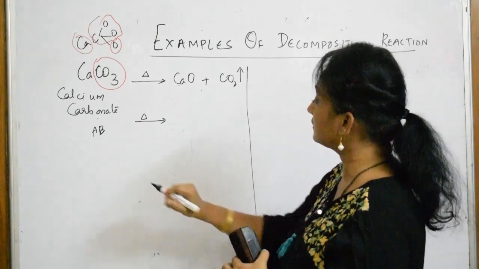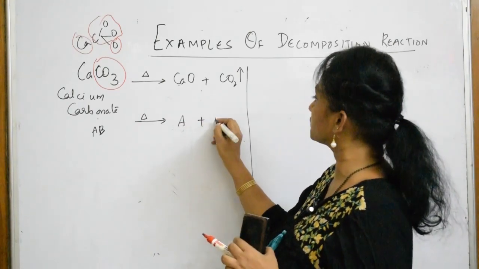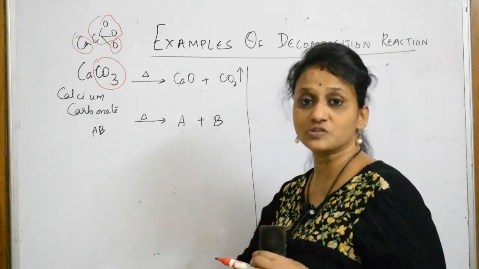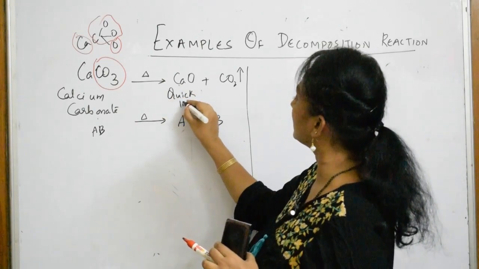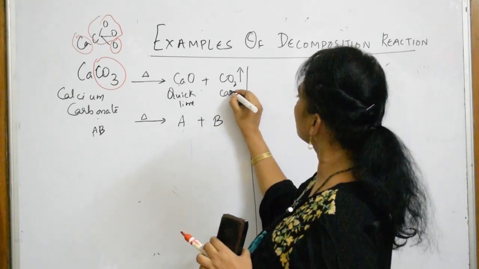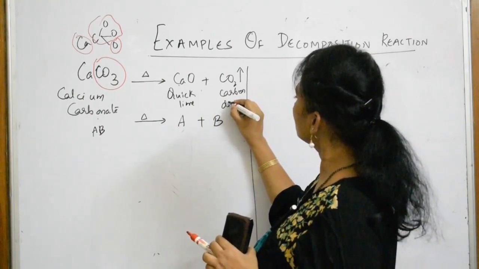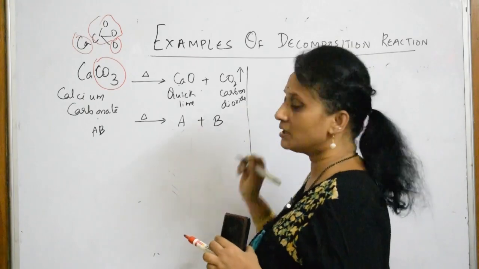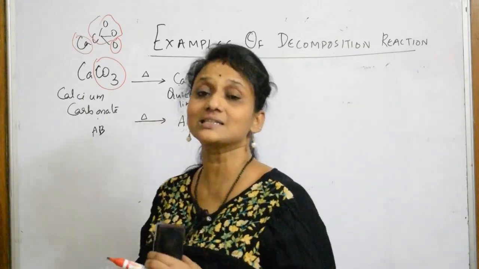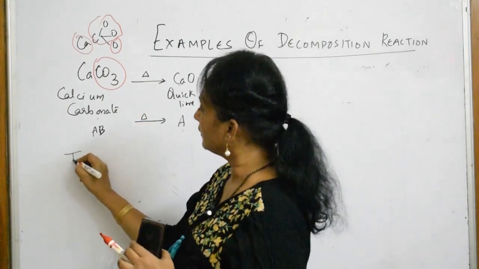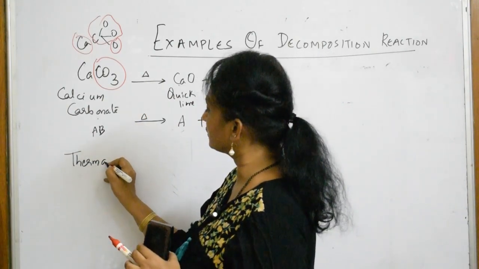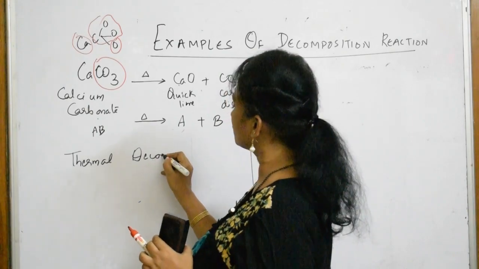Now let us write here: AB is broken up into A plus B. What is the name of calcium oxide? It is nothing but quicklime. And this is carbon dioxide. So what is happening here? Because of the heat, we call it thermal decomposition. Because heat is provided here, we write this type of reaction as a thermal decomposition reaction.